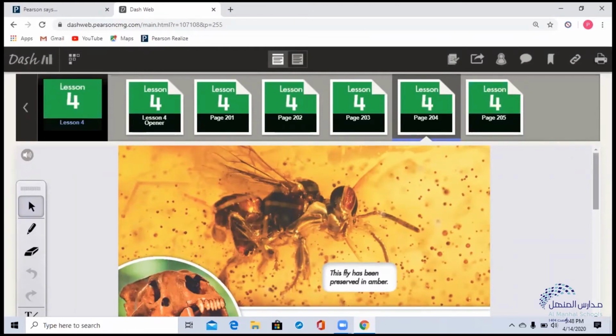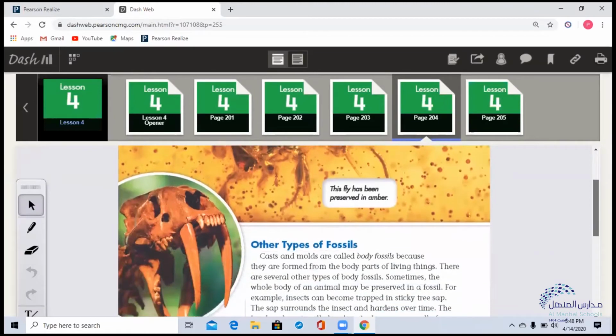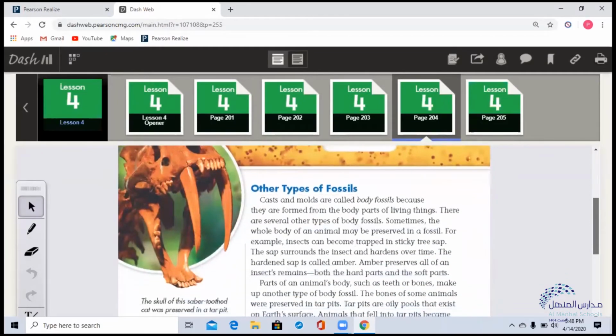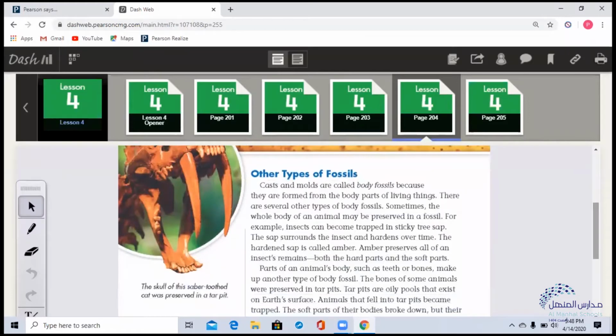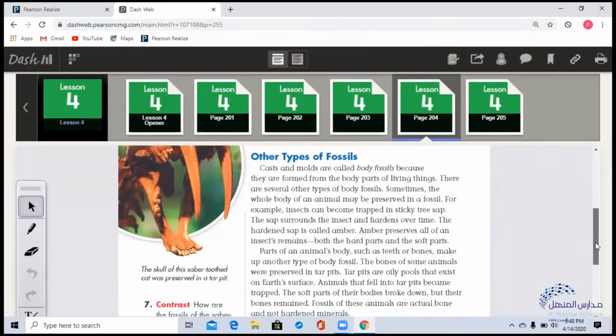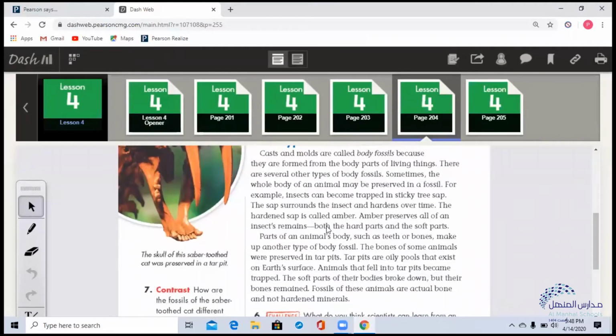What happens with the tree sap after a few hundred million years is that it hardens and amber forms. So casts and molds are called body fossils because they are formed from the body parts of living things. There are several other types of body fossils. Sometimes the whole body of an animal may be preserved in a fossil. For example, insects can be trapped in sticky tree sap, and the tree sap surrounds the insect and hardens over time. The hardened sap is called amber. Amber preserves all the insect's remains, both the hard parts and the soft parts of the animal.